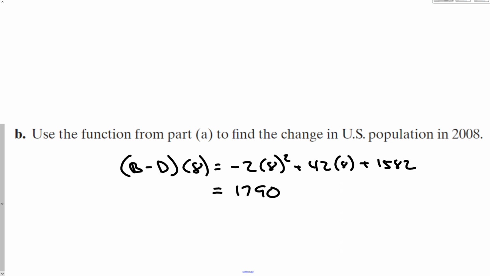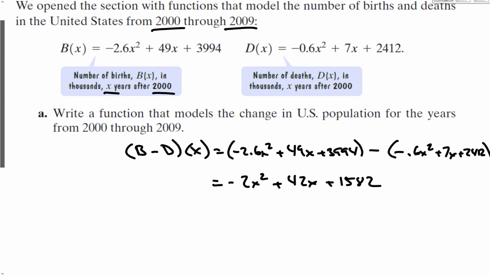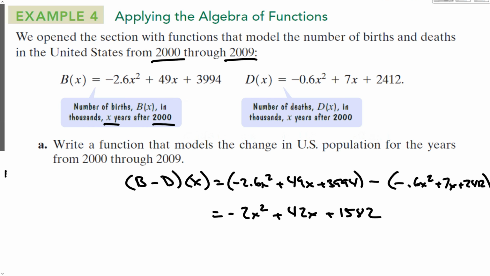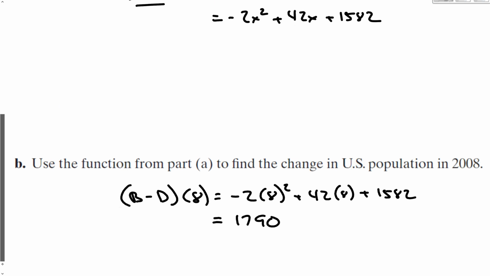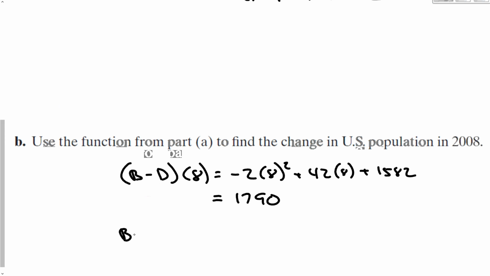Not a real crazy problem here, but the idea was to take a function combination, two functions subtracting each other, and you could do these separately, right? You could plug 8 into there, 8 into there, and subtract the two answers, which would be perfectly fine. Because remember that b minus d of 8 is also b of 8 minus d of 8. So that would work as well. This just seems to be a little bit faster.